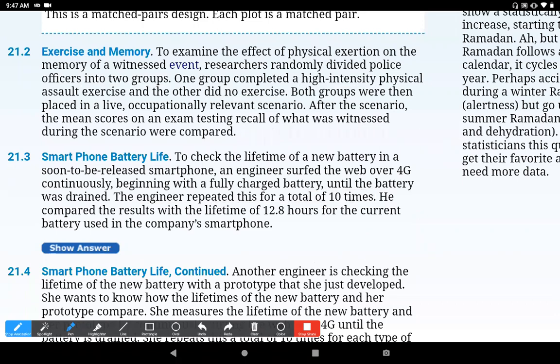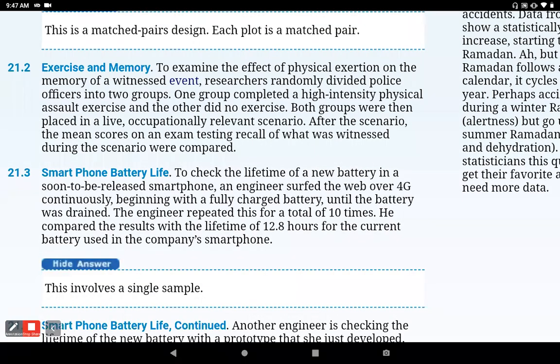Let's see what the book says for number 3. This involves a single sample. So we had matched pairs, 2 independent samples, and a single sample. And those were our 3 choices. Let's see what number 4 is.